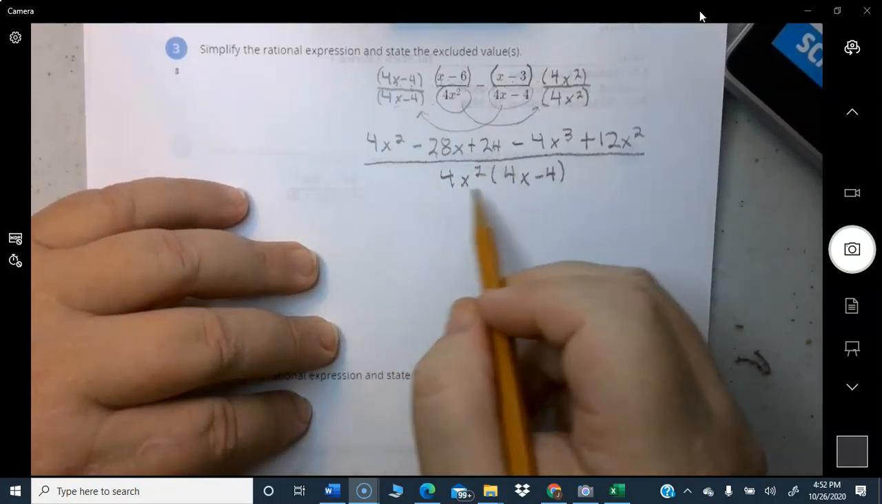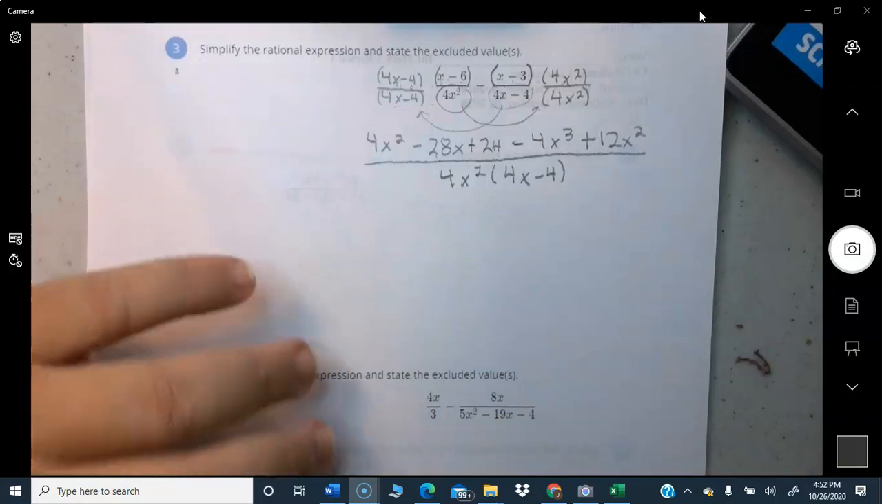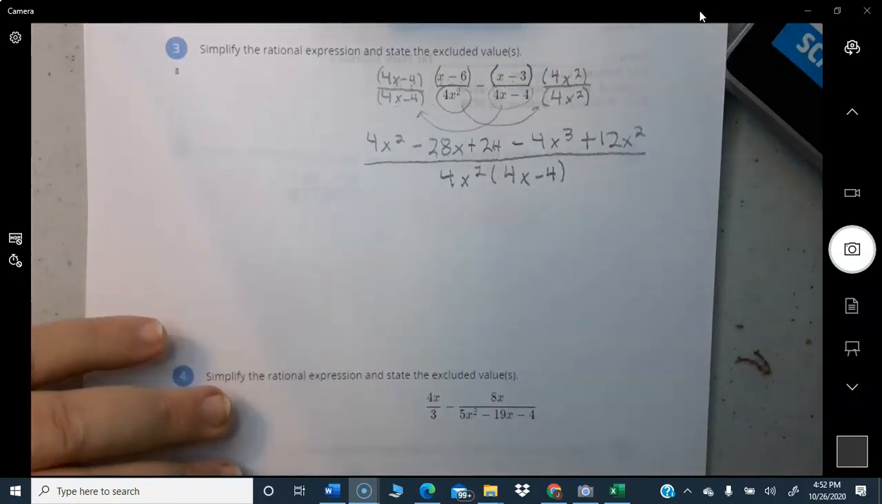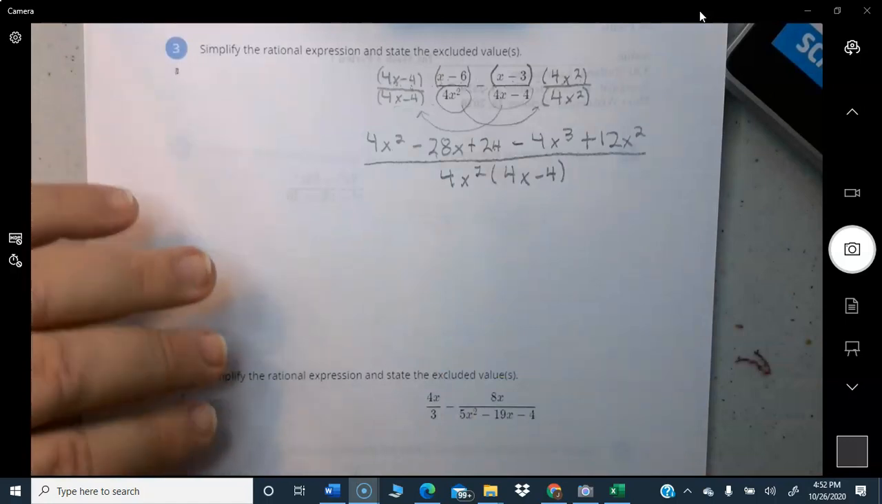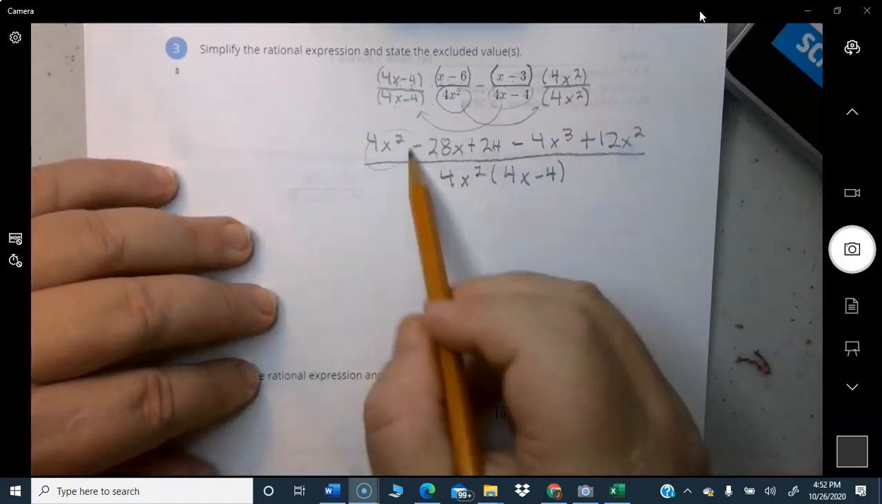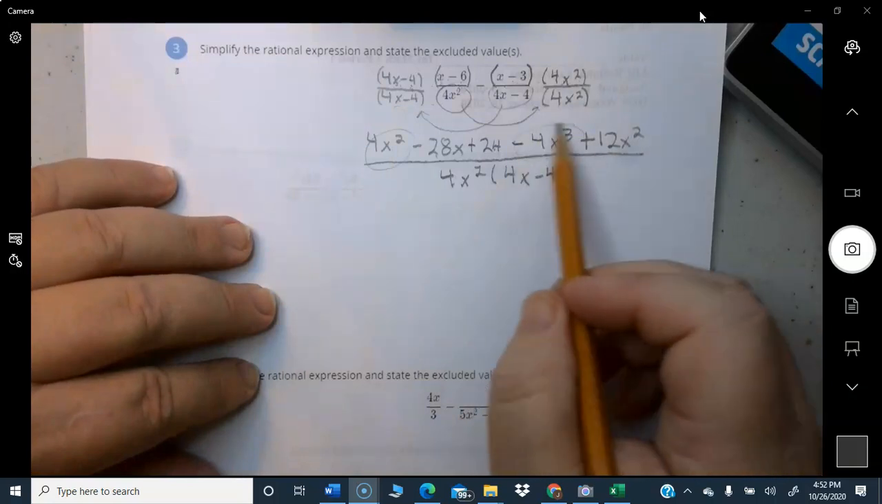Okay, and you might ask, should I multiply those at this point or not? Let's hold off. Let's see how the top works out. You want to try to see if things will cancel out. So let's see how this works out. So we have 4x squared. First of all, we have negative 4x to the third.